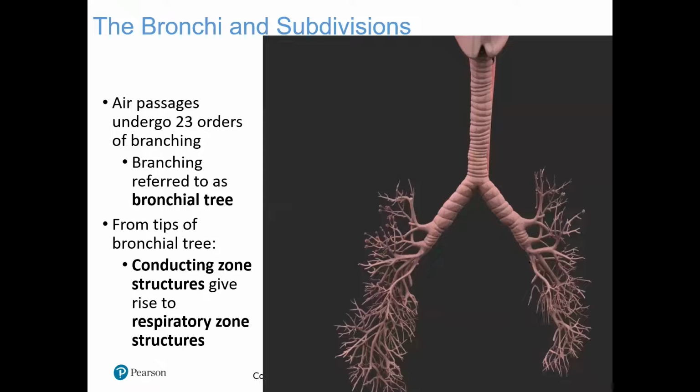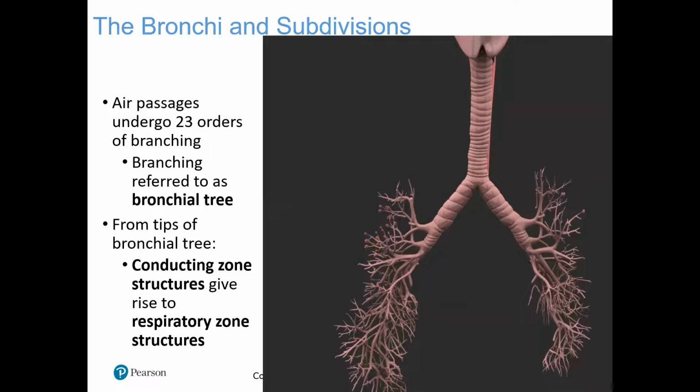This is what our bronchi look like. The airway, the trachea, is now going to branch 23 times to spread out. We call this the bronchial tree. We've probably all heard that term. We've heard of bronchitis, we've heard of bronchioles, we've heard of bronchi.